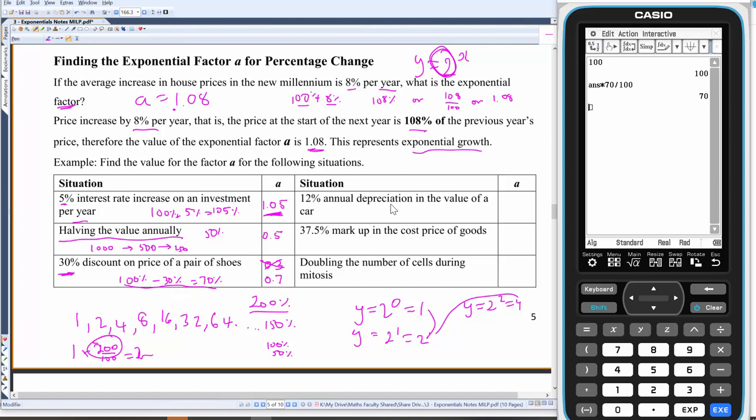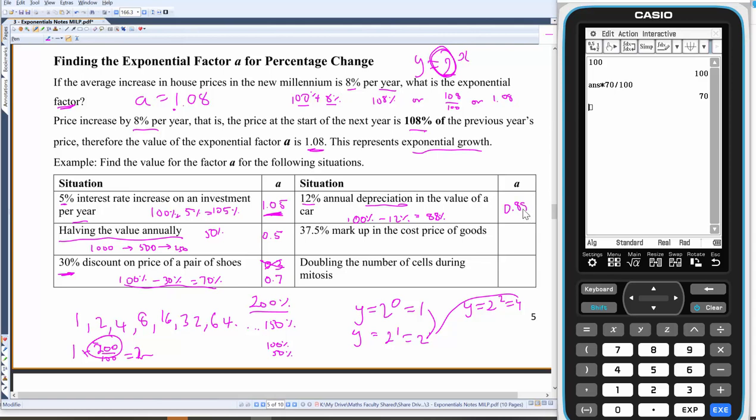All right, 12% annual depreciation in the value of a car. So cars are one of the worst investments you can make. They depreciate heavily, and this would be, say, an average depreciation of a car. That means that the car is going to lose value. Very rarely do you buy a car and then are able to sell it for more than it was purchased for. So that means that if it is a 12% depreciation, that is, it goes down by 12% each time, it would be 100% of its previous value minus this 12%, which actually represents 88% of the previous value of the car.